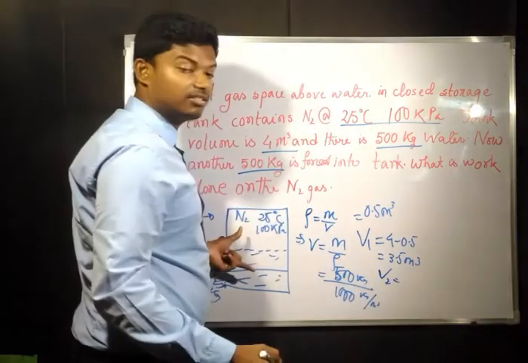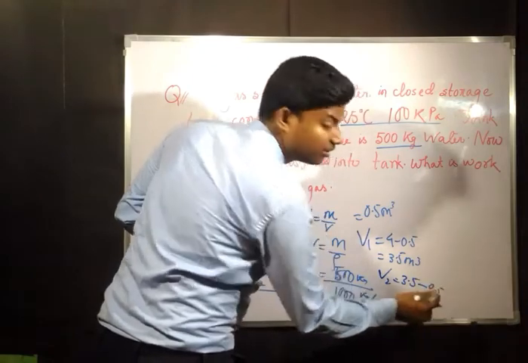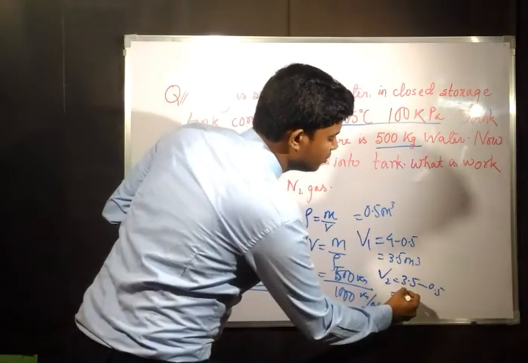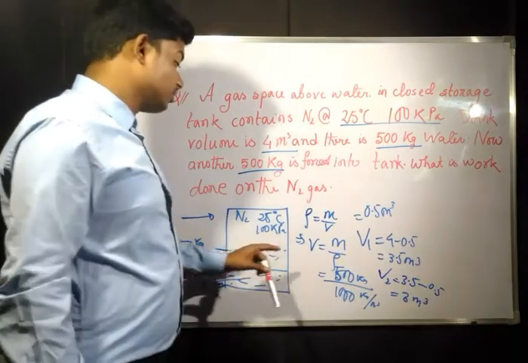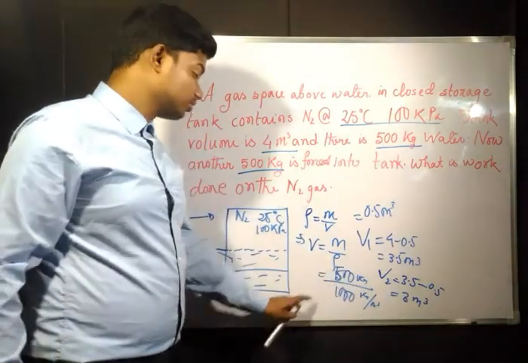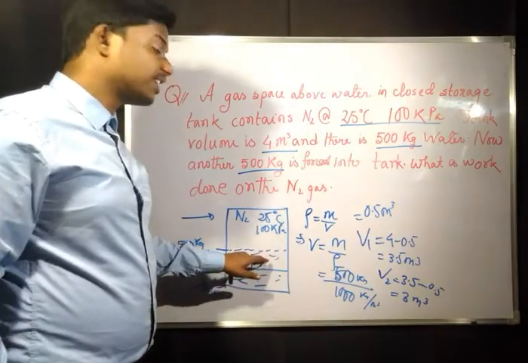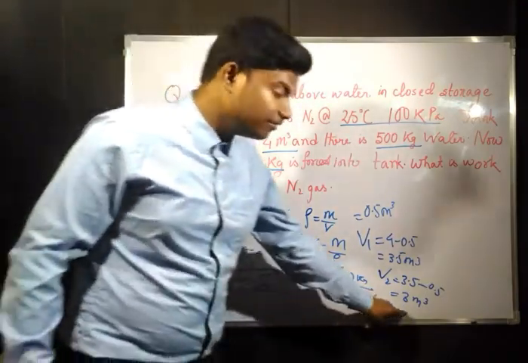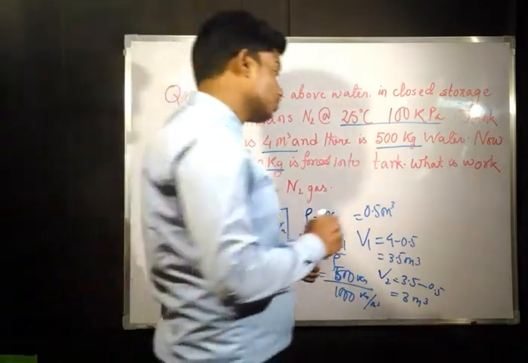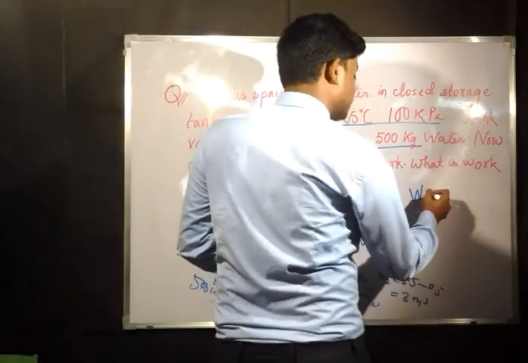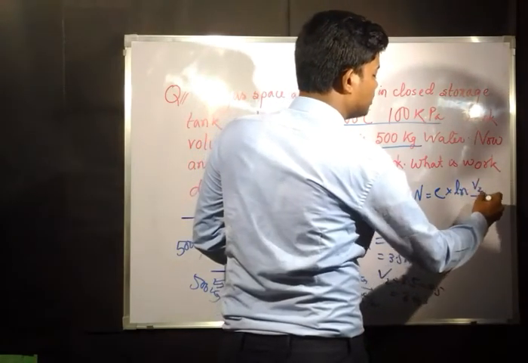Initially it was 3.5. Now another 0.5 has been forced, so the final volume would be 3 meter cube. This is the final volume of the nitrogen after forcing the 500 kg of water. Now, as this is an isothermal process, what would be the work done? Work done would be nothing but constant into ln of final volume by initial volume.